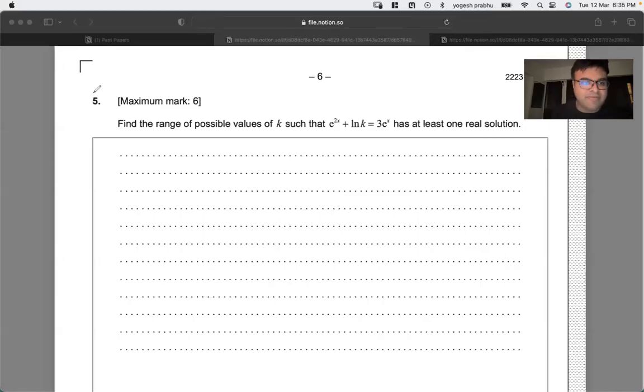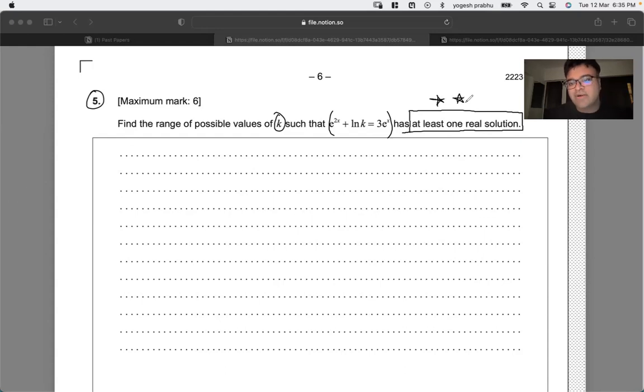All right, we are on the fifth question now, and this is a good question, right? Let's see how we can solve this. Find the range of possible values of k. You want to find k here, such that that has at least one real solution. Now, when you read a question, this should give you a hint. This is your hint here.